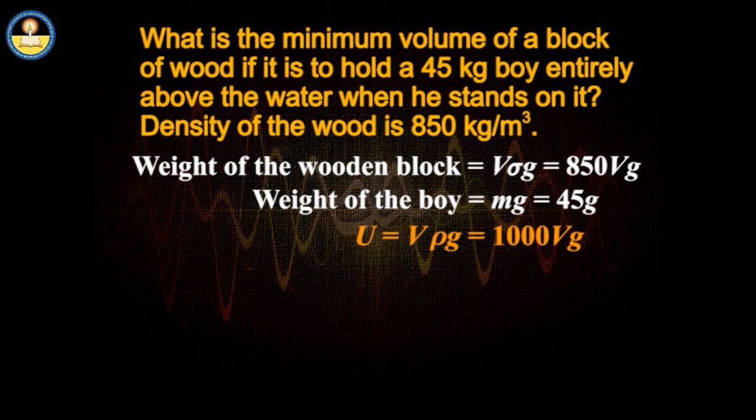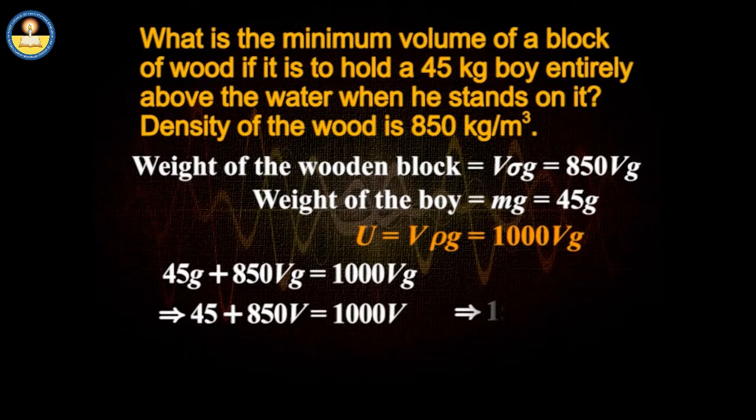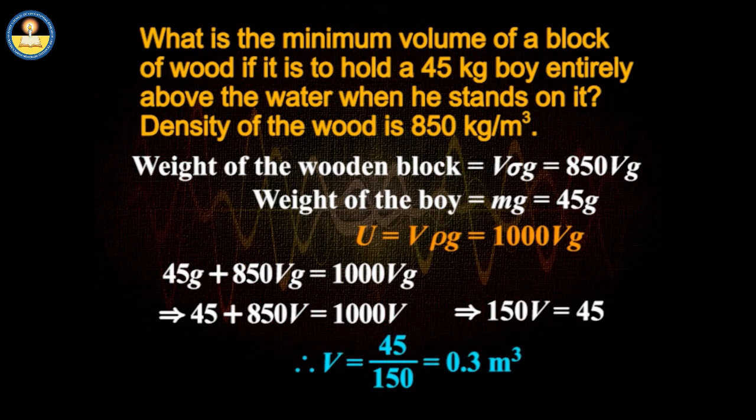According to the Archimedes principle, the weight of the boy and the wooden block must be equal to the buoyant force on the just barely submerged block. This gives the volume of the wooden block as 0.3 meter cube.